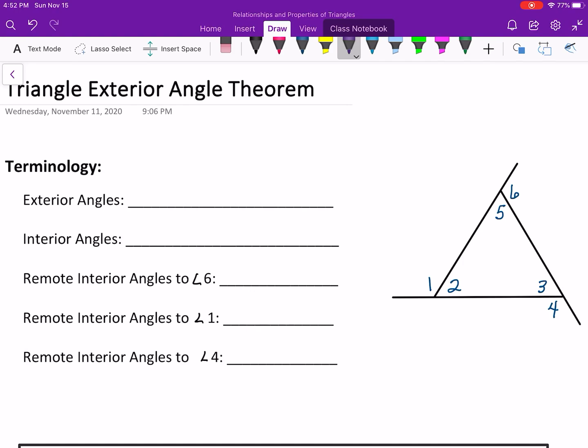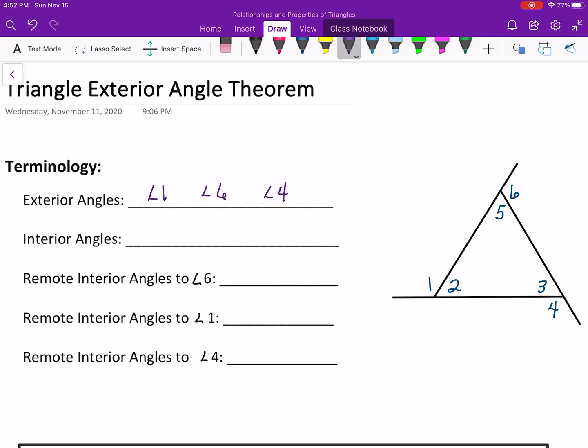Now, as far as the words exterior and interior, the word exterior means outside. Interior means inside. So when we're talking about exterior angles, we're talking about angles that are outside the triangle, and they are angles that are part of the linear pair that are outside the triangle. So that would be angle 1, angle 6, and angle 4.